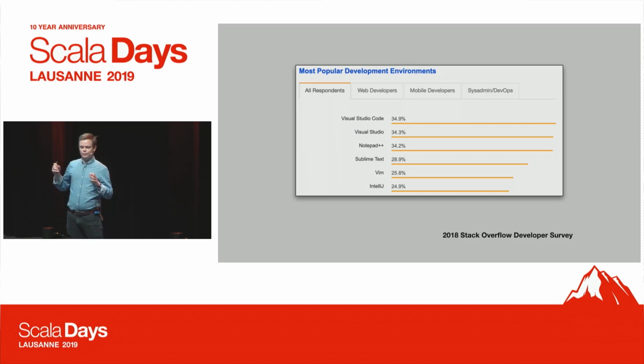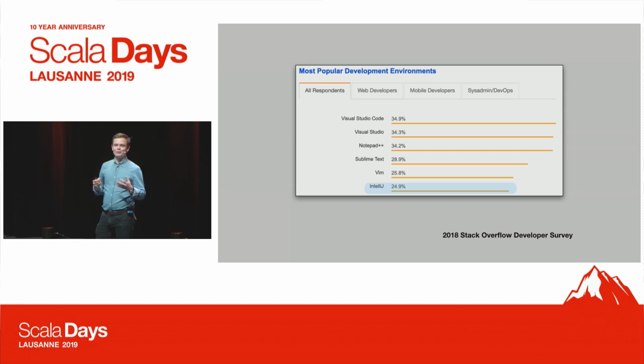So in the 2018 Stack Overflow developer survey, you'll also see a similar pattern, which is that 25% of the respondents say that IntelliJ is their favorite development environment. And it's in 6th place. There are 5 other editors, including Notepad, that are more popular. But also notable editors such as Vim, Sublime Text, and Visual Studio Code.